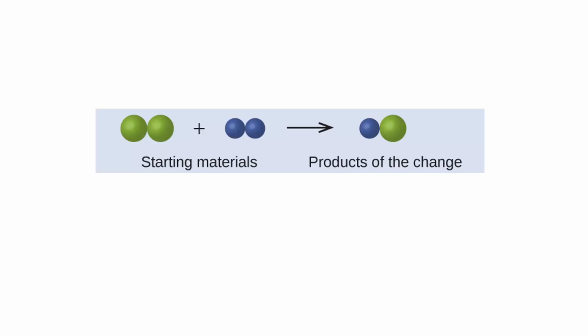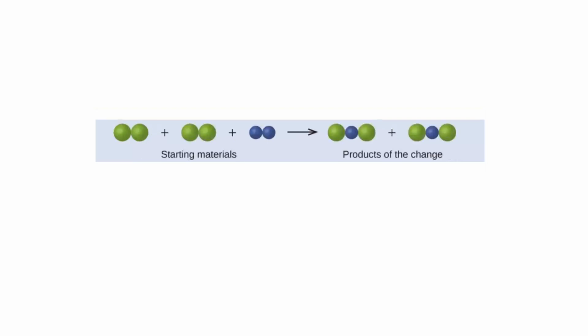Here are some starting materials and then the products. Starting materials are typically called the reactants. You can see that the reactants recombine to create the products. Here you can see the starting materials recombining to create the products.